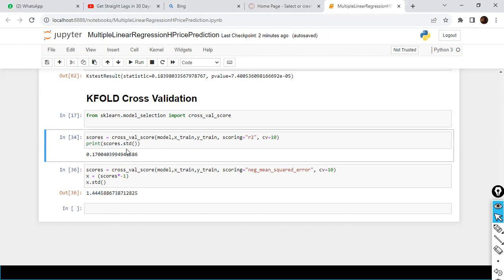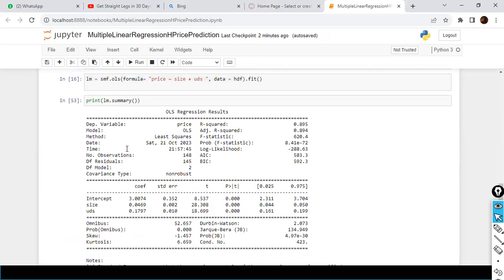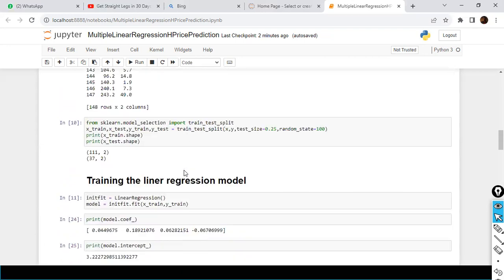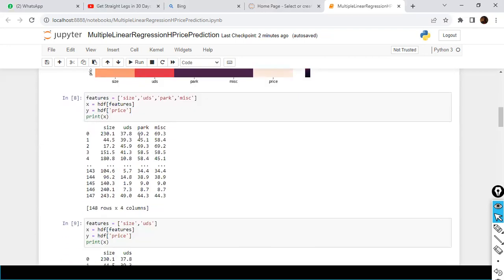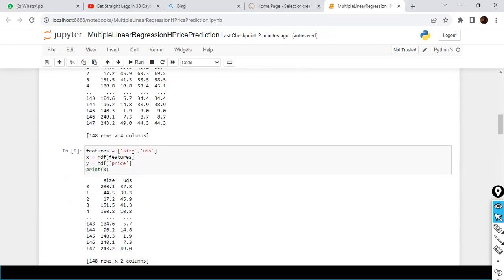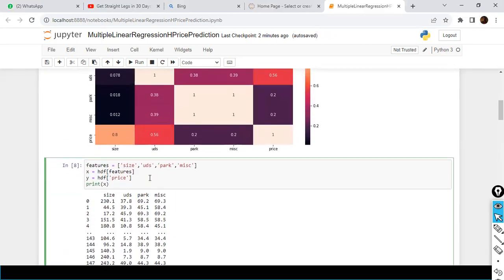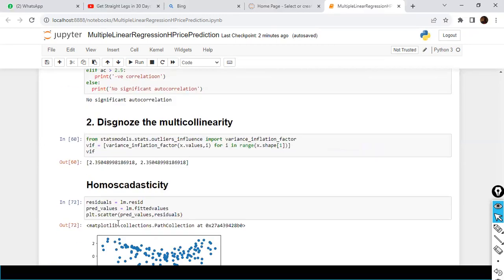For that, you need to use different combinations of the input features. Here we have considered this one model, right? I'm talking about this one model only. In the X-train, I have used size and UDS. Okay, and you try with this one first, and then see what is the variation here.